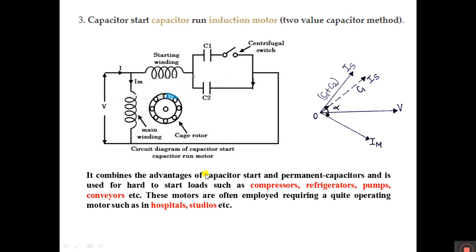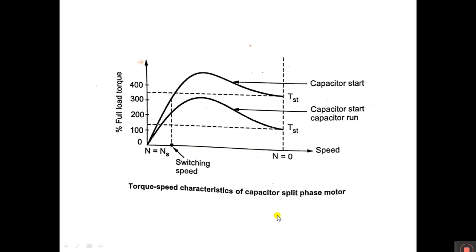So it combines the advantages of capacitor start and permanent capacitor motors and is used for hard to start loads such as compressors, refrigerators, pumps, conveyors, etc. These motors are often employed where quick operation is required, such as in hospitals and studios, etc. So this is the torque speed characteristic of the capacitor split phase motor. One is capacitor start, another one is capacitor run.